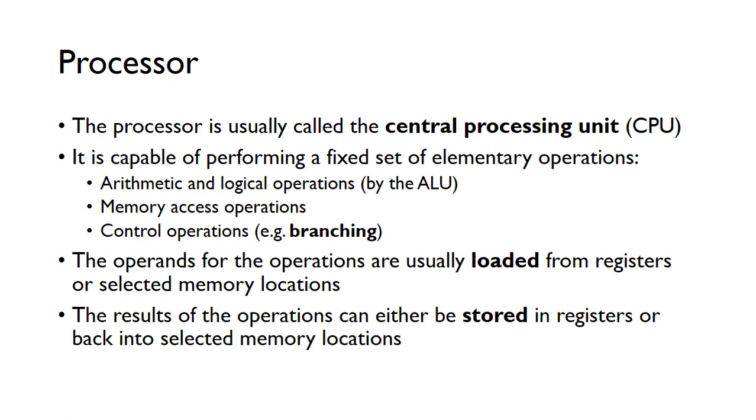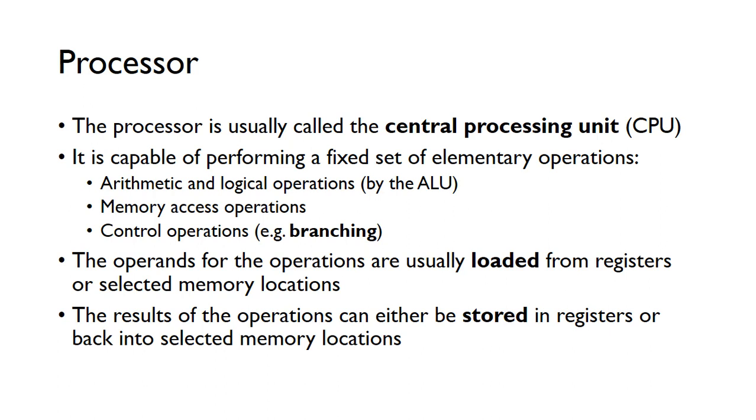Now look at the processor. This is usually called the central processing unit, or CPU, and it's capable of performing a fixed set of operations. It can do arithmetic and logical operations, which are done using the arithmetic logic unit, or ALU, and it can also access memory. There are various operations that allow it to access memory, read and write, and so on. And then it has some control operations such as branching, which we'll see later.